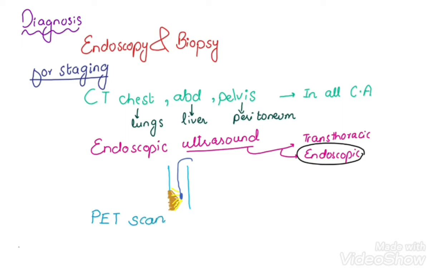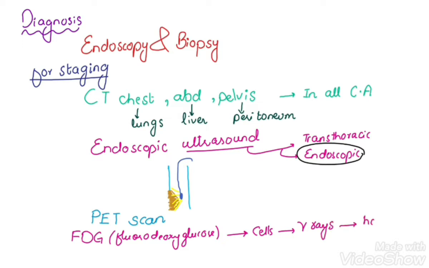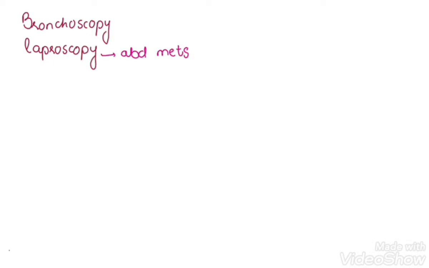PET scan, which is expensive and is done in only certain cases, can be done as well for staging. FDG, a radioactive form of glucose, is given to the patient. It gets into the cells and so into cancerous cells as well, which take it up a lot because they are highly metabolic. This glucose emits gamma rays and it is detected as hot spots. Bronchoscopy can also be used to stage the metastasis in trachea and bronchi. Laparoscopy helps find if there is any abdominal metastasis, but these two are not mostly done, they are done in rare cases.